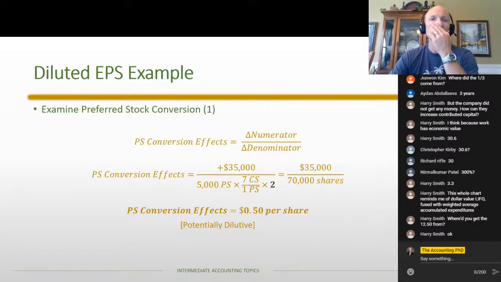So the next step is to examine each of the conversions. When you talk about preferred stock conversion and bond conversions, you lump them together. There's a lot going on this page, so I'm going to walk you through it very carefully. Each conversion has a numerator and a denominator effect. In the case of a preferred stock conversion, the change in the numerator is that I no longer have to pay the preferred stock dividend. The change in the denominator is that whenever they're converted, I have to issue common shares outstanding. With this first preferred stock conversion, the dividend was $35,000, so if I don't have to pay that dividend, the numerator would increase by $35,000.